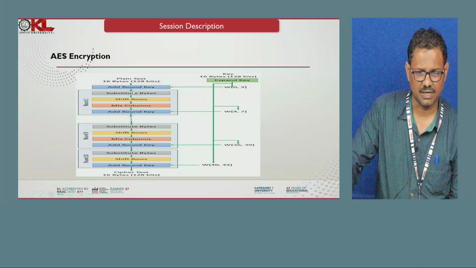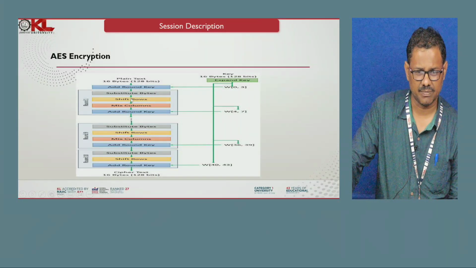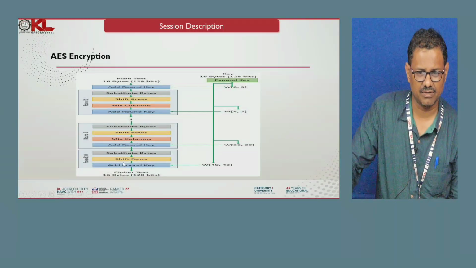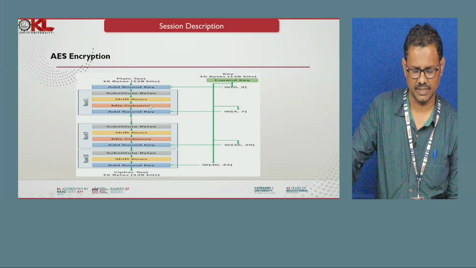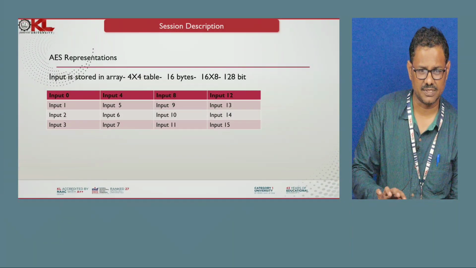We get the output of add round key, which is applied to substitute bytes. The output of substitute bytes is applied to shift rows. The output of shift rows is applied to mix columns. The output of mix columns is applied to add round key. This is our round 1. In a similar way we apply 10 rounds, but in the 10th round mix columns is missing. We are not applying the mix columns operation.